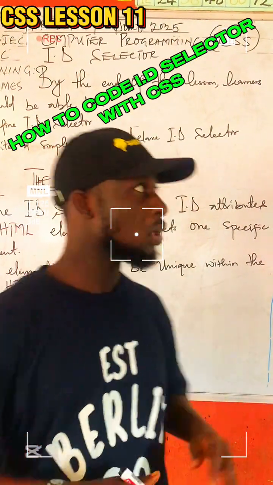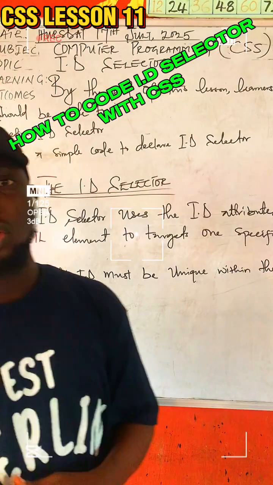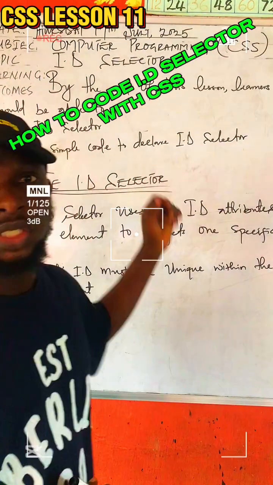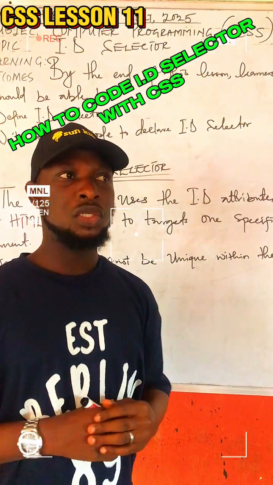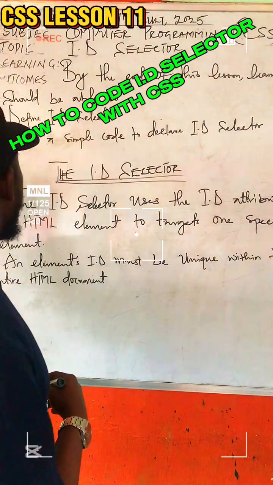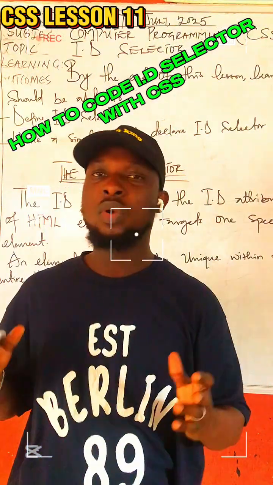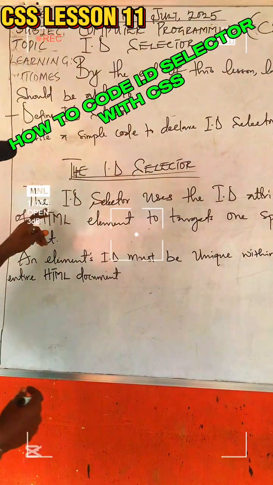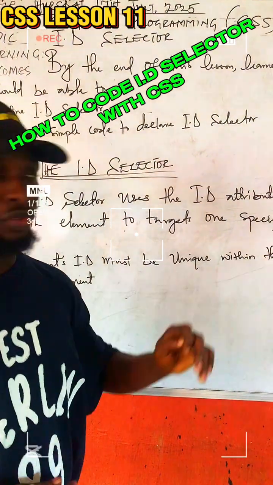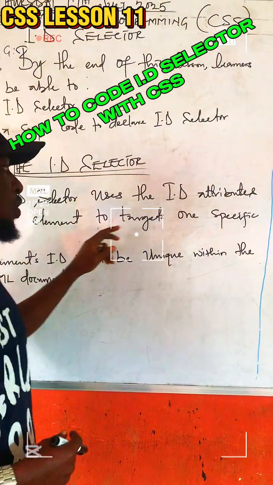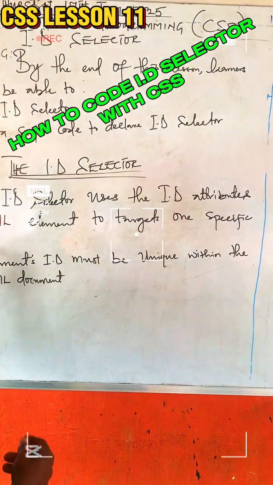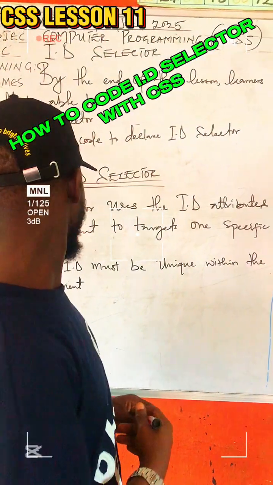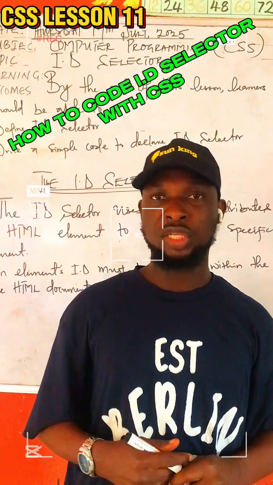Today we are going to be looking at the ID selector in CSS, Cascading Style Sheets. Before we delve into the real programming parts, we want to look at the ID selector. What does the word ID selector mean? Literally, it means it uses the ID attribute of an HTML element to target one specific element. An element ID must be unique within the entire HTML document.